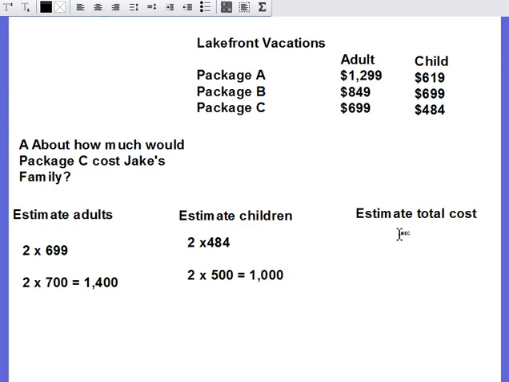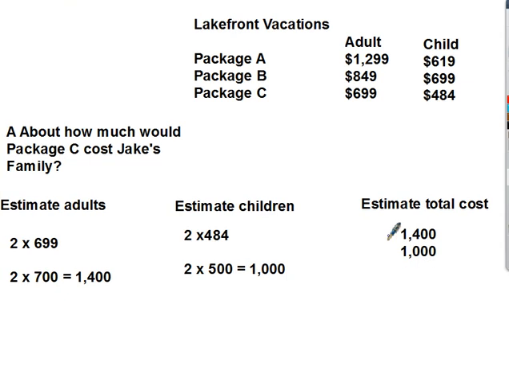Then they want to estimate the total cost. So I'm going to take 1,400 from before and add that to the 1,000 of the children. Okay, and I'm going to get 2,400 for an estimate with package C for Jake's family. Okay, so that's just a rough estimate.